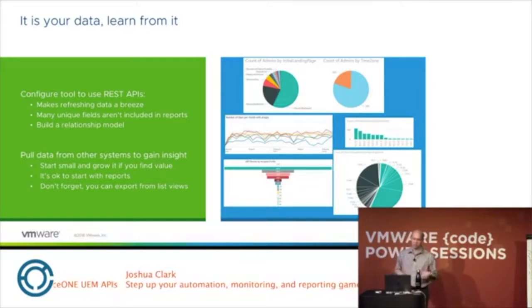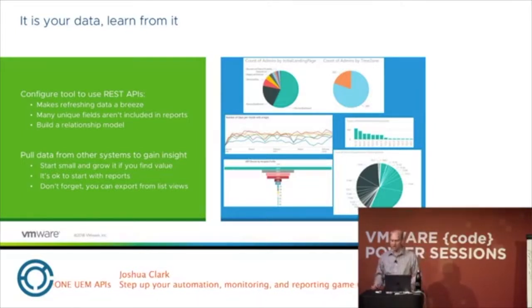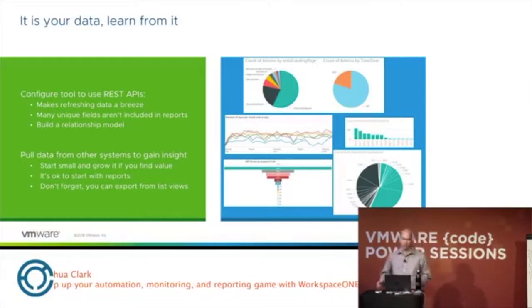Using the REST APIs, you can do some really cool stuff. For example, I've charted out what percentage of my admins, we've got over 100 admins that get into AirWatch on a regular basis, and what landing screen they are configured to use. Not an easy thing to look at in the console, but you've got all that data in the API, so you can start charting that out and say, okay, why are people going straight to the user group page versus the dashboard? Also see, what time zone are they in? Just some interesting, fun stuff to look at.